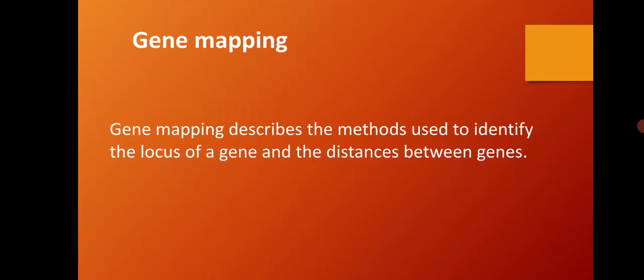Now, what is mapping, or what is gene mapping? It is defined as a method used to identify the location of a gene and the distance between genes, how close the genes are or how far apart they are, and the location of that gene. All of this is studied under the definition of gene mapping.